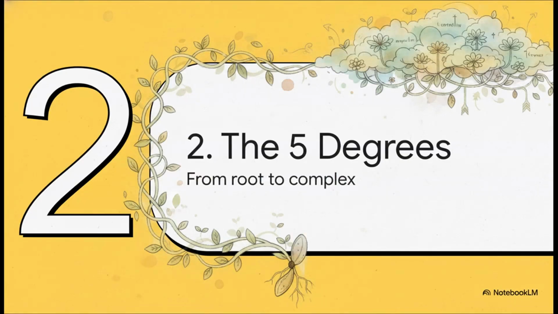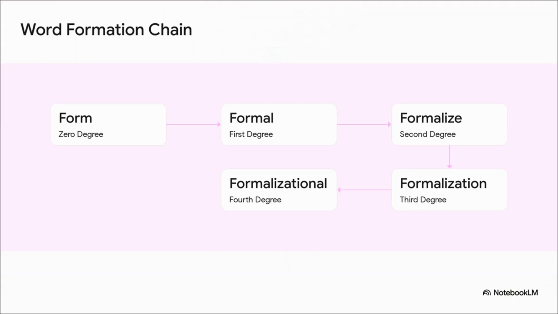All right, let's put this idea into practice. We're going to level up through all 5 degrees, taking a word from its simple root all the way to a really complex final form. We'll follow one word on its entire journey, watching it grow from this tiny seed into a full-blown structure. And here it is. This is the entire chain for our example word. It goes from form all the way to formalizational. It looks like a huge leap, I know, but it's really just a series of small, totally logical steps. Let's break down each one.